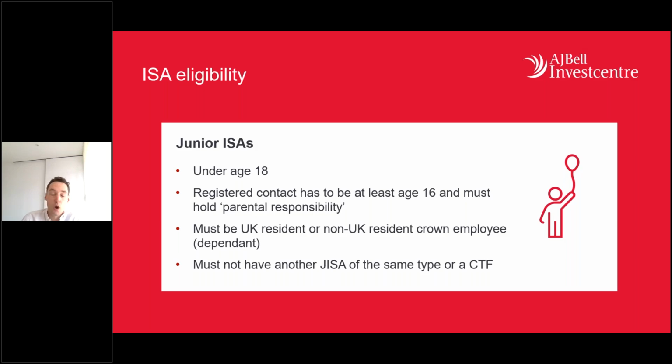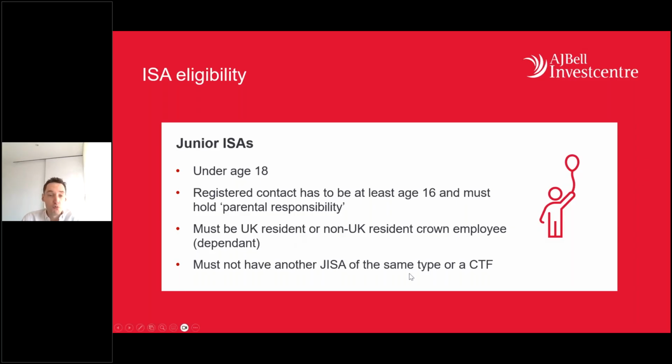Quite often we'll get asked, can grandparents open up a junior ISA for their grandkids? And they're not allowed unless they do have that parental responsibility. So it is just the parents who can actually open up and manage the junior ISA. The child themselves must be a UK resident. That Crown employee rule applies to children as well. So if they're a dependent of an overseas Crown employee, they can still open up a junior ISA.